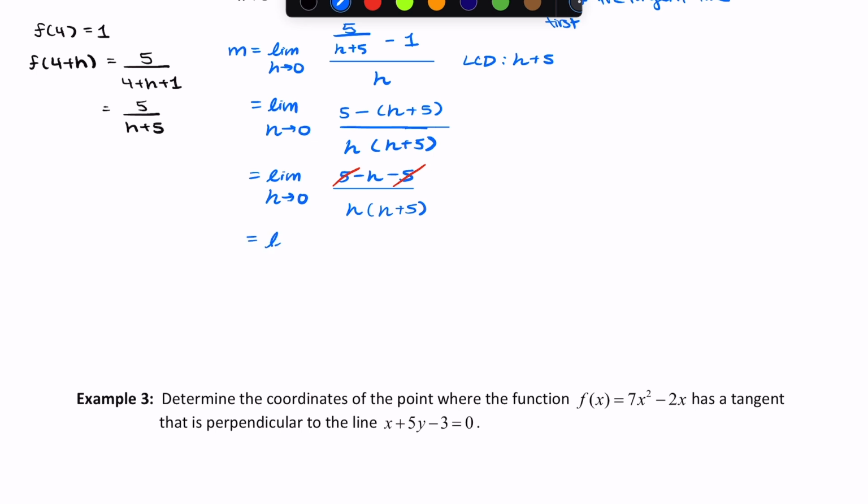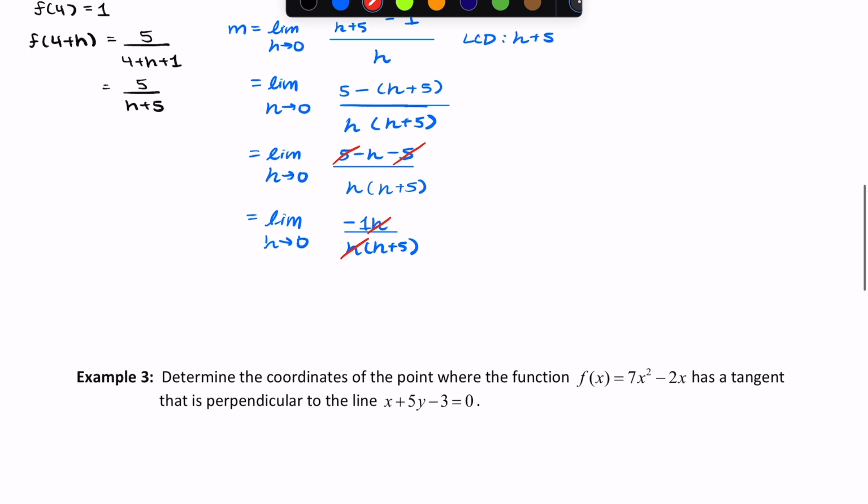Rewrite that, we have the limit as h approaches 0 of negative 1h over h plus 5. The h's will cancel out, and we'll be left with -1 over h plus 5, or -1 over 5. So our answer will be -1 over 5, because we subbed in the 0 for h.